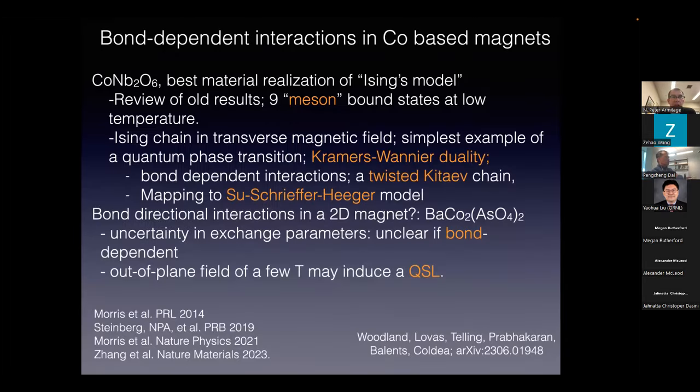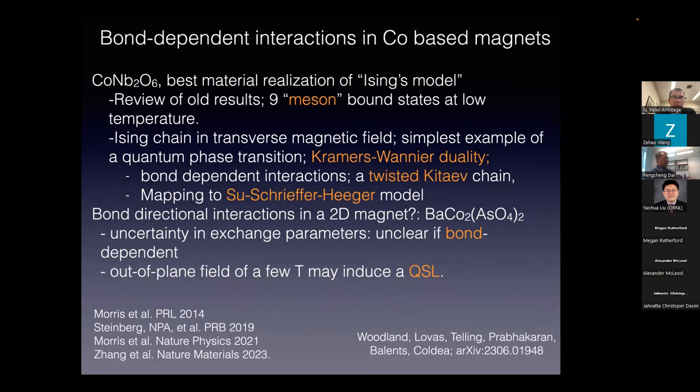I hope that I have convinced you that there's a lot of interesting things going on here. I talked about cobalt niobate, this material which was believed to be the best material realization of the Ising model. And it is that, but it's also more than that. Certainly the quantum phase transition is in the Ising universality class, but there's other interesting physics there as well. And I talked a little bit about the Kramers-Wannier duality, this universal factor of two, that is an essential element of criticality in this universality class.